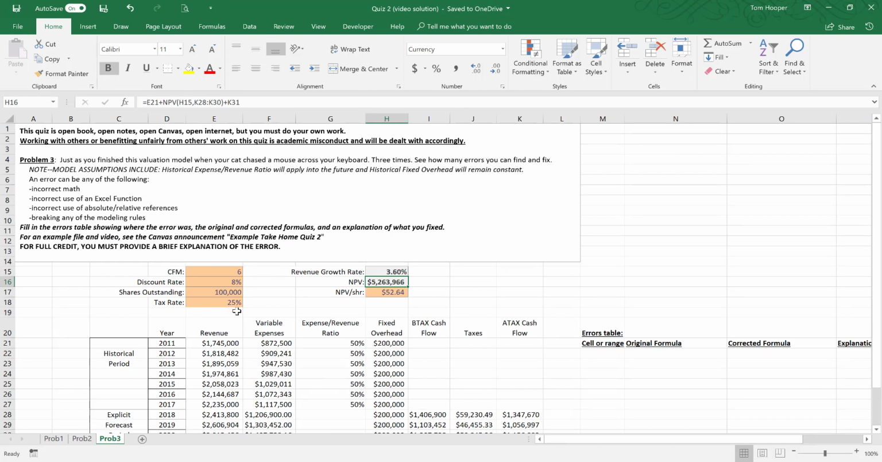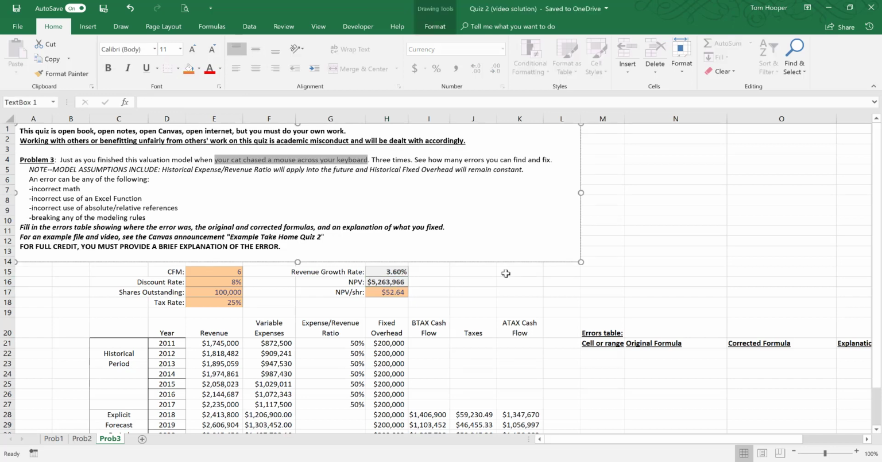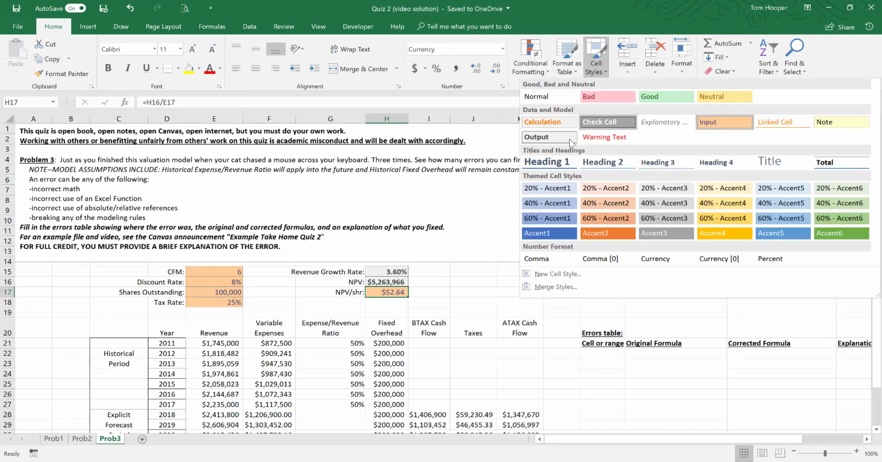Okay, in problem 3, I think this was the one where the cat chased a mouse across your keyboard. That always throws some errors in your model. So we'll check all these inputs and make sure they're values. First thing that jumps out at us is this one is not a value. All our inputs should be. So that one should be formatted as an input. We already know NPV per share is something that we calculate based on NPV and share count. So that was simply a formatting issue.